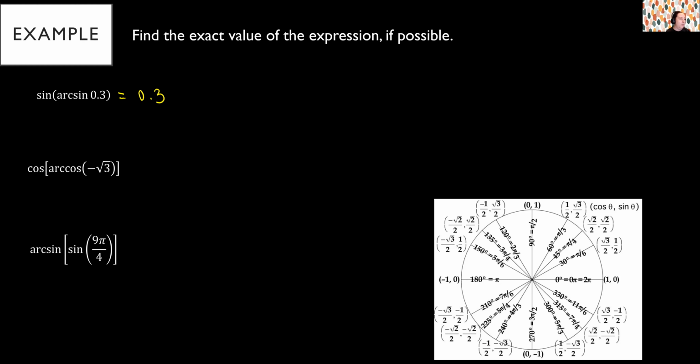You can only plug in values from -1 to 1 in arc cosine. So we can't plug in negative square root of 3. It is outside of the allowed inputs to arc cosine. So this doesn't work. Your answer is not going to be negative square root of 3 because even though the cosine and arc cosine are inverses, we can't even plug that value in. If you try to do that on your calculator, and calculators do have these buttons, they usually use the -1 notation, you're going to get an error. So again, we just say this is not possible.